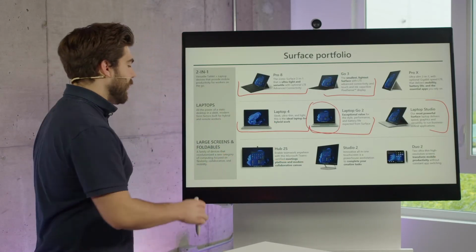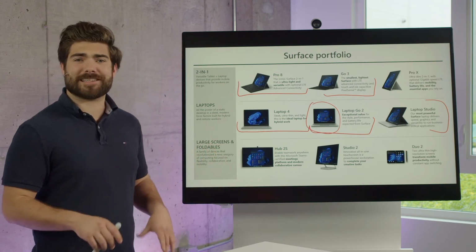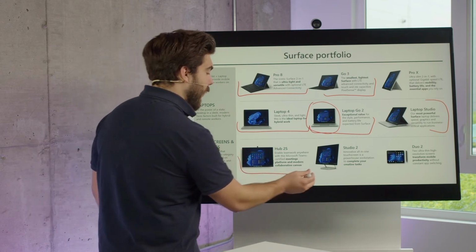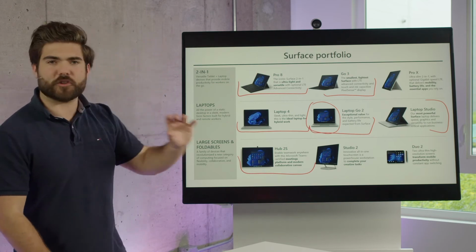And then finally, the last family within the family is kind of the oddballs, the odd ones out, but we still love them. Every family has a few of those. We have our Hub 2S, which is actually the device that I am coming to you live on. It's offered in 2 different sizes.